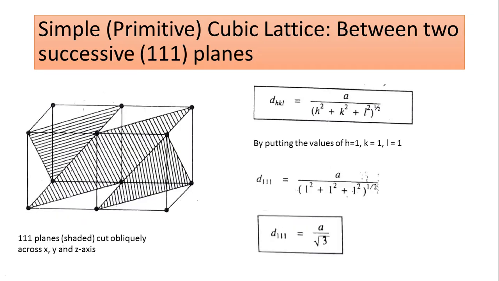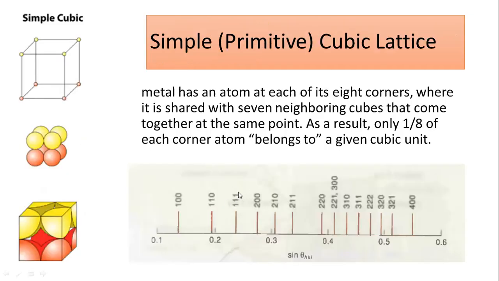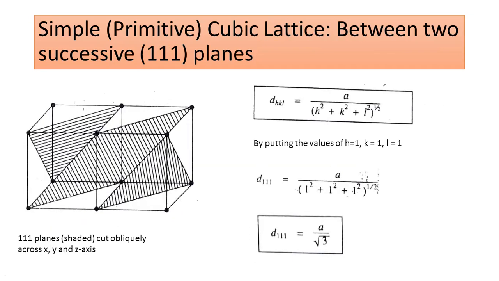So moving to the third example of the simple or the primitive cubic lattice. In this case, we are going to consider the plane 111. And again, this is the XRD pattern. I am going to use this plane. Just as a reference, you may use any of the planes by using the same example. The shaded planes are given over here, and these planes are the 111 planes. That means this plane is going to cut across the x, y, and the z axis as well.